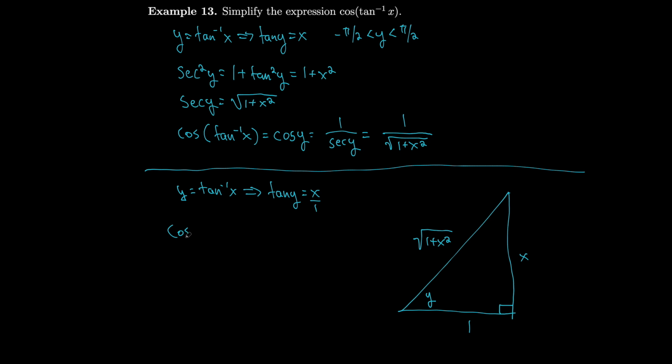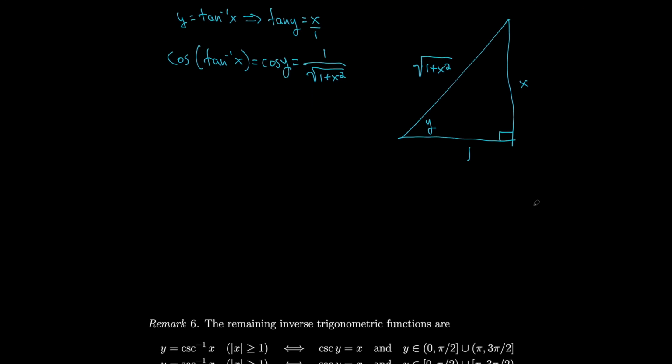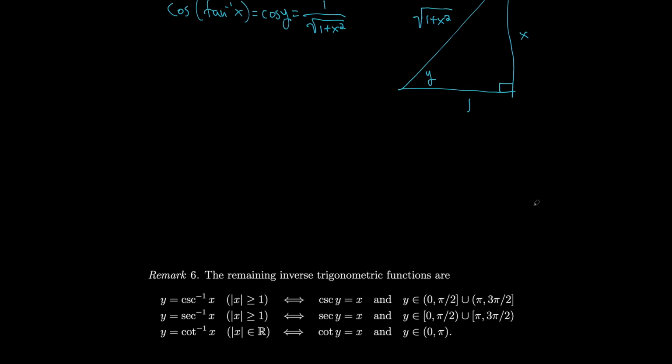So now we can take the cosine of tan inverse of x. That's just the cosine of y. Cosine is adjacent over hypotenuse. So that's 1 over the square root of 1 plus x squared, exactly as we got the other method.